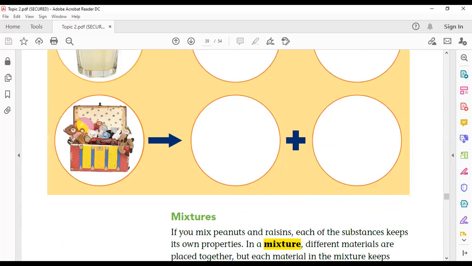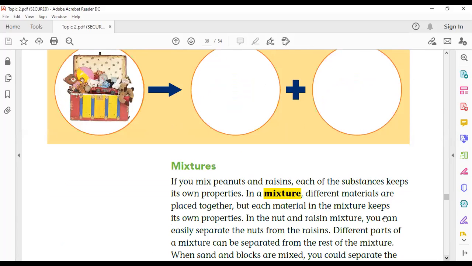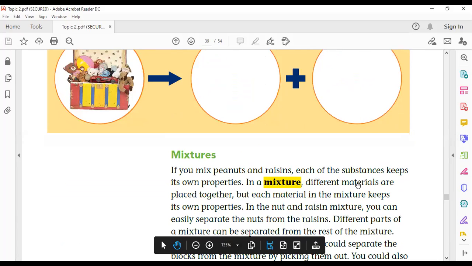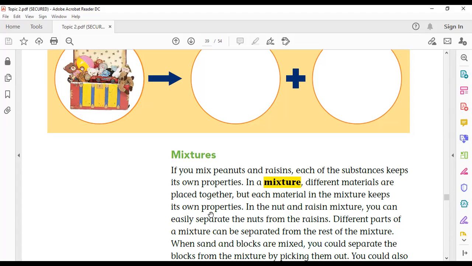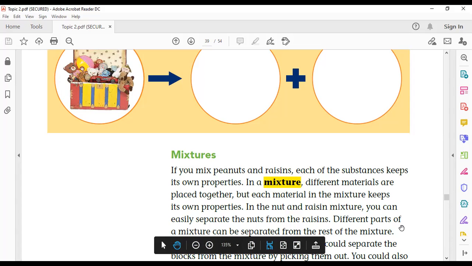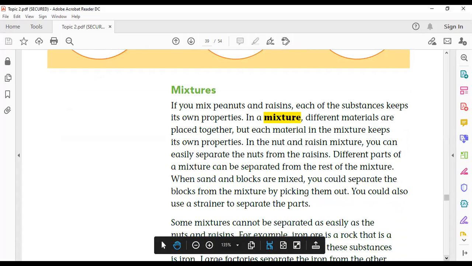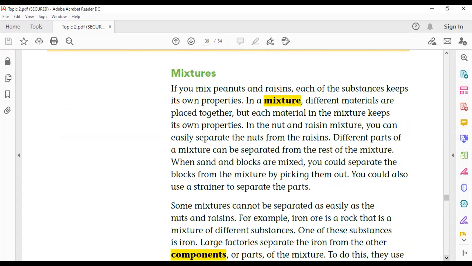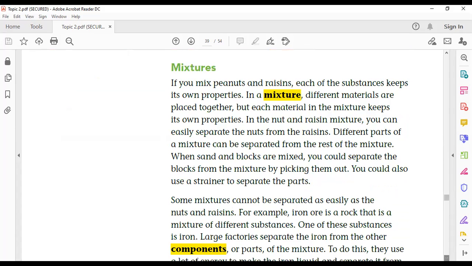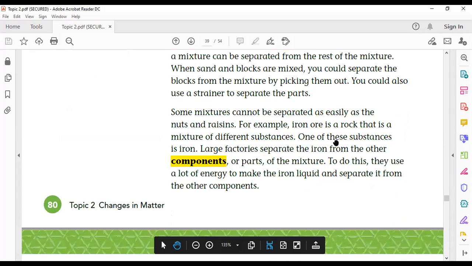Okay. So a mixture is a combination of different materials. A mixture is made up of different materials that are placed together, but each material in the mixture keeps its own properties. You have to know that in a mixture, each component keeps its own properties. And we can separate mixtures. Sometimes you can separate mixtures easily, and other times it's very hard and it needs a lot of time and a lot of energy.